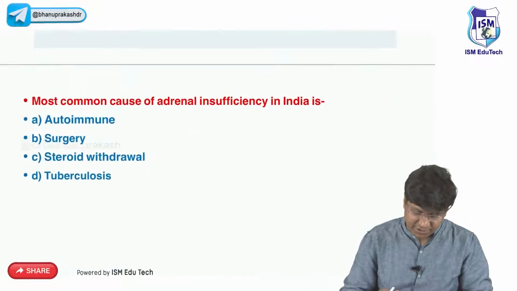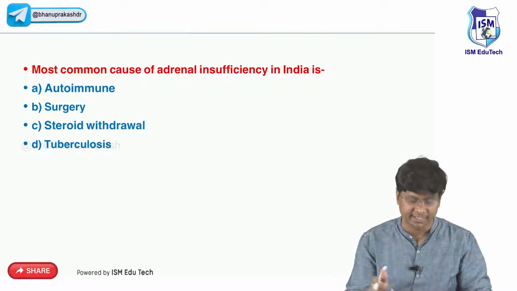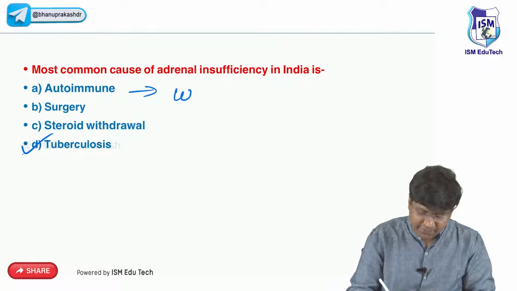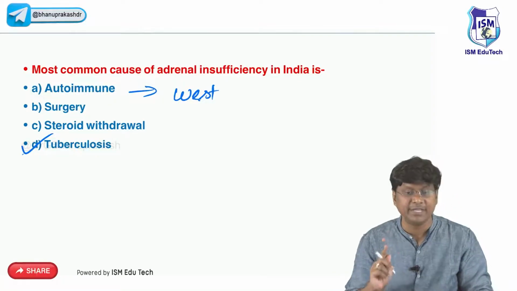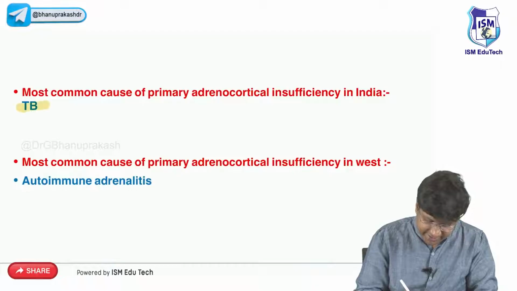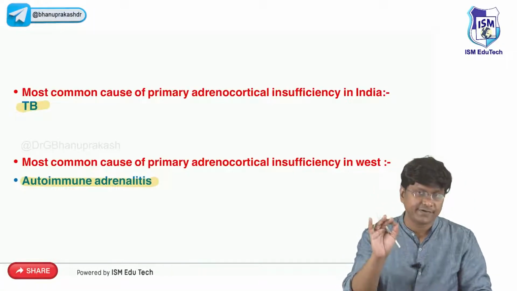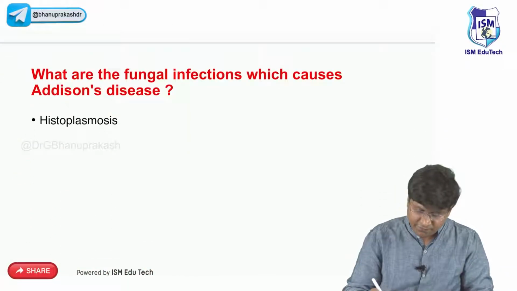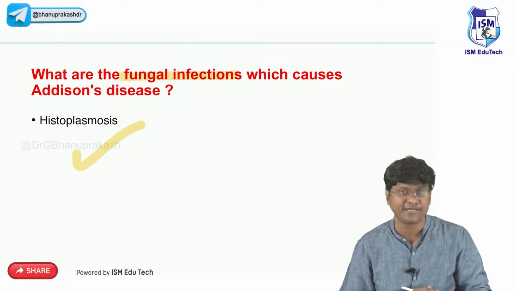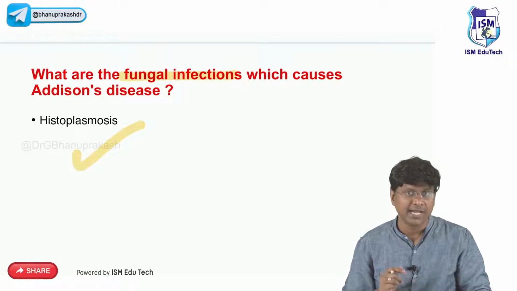Now, if you take the etiology of adrenal insufficiency, the most common cause in India, remember, will be tuberculosis. Whereas the most common cause in the West will be autoimmune adrenalitis. So these are the two points. In India, it is tuberculosis. In the West, it is autoimmune adrenalitis. And if the question asks what is the most common fungal infection causing Addison's, that will be histoplasmosis, right, which can cause adrenal hemorrhage causing hypoadrenalism.